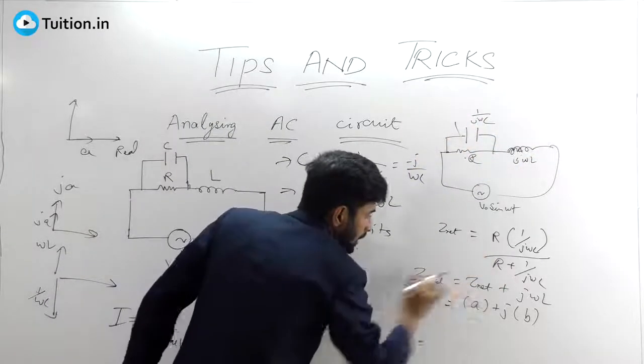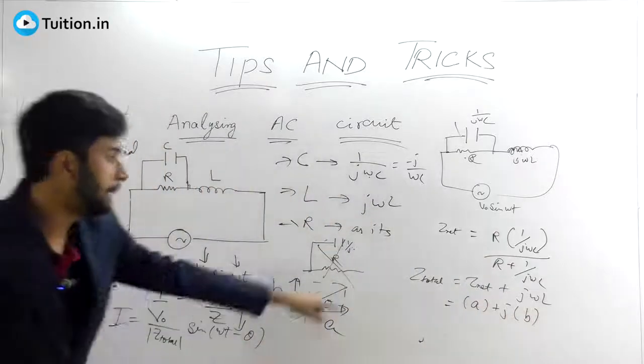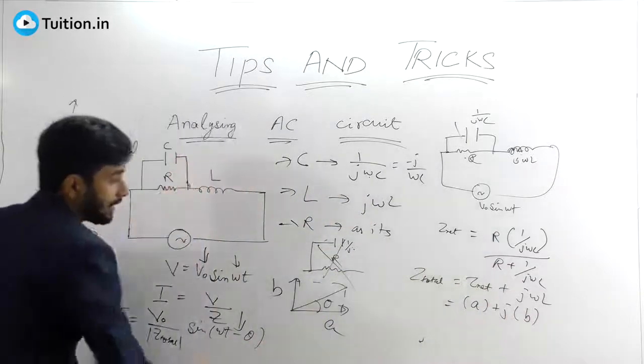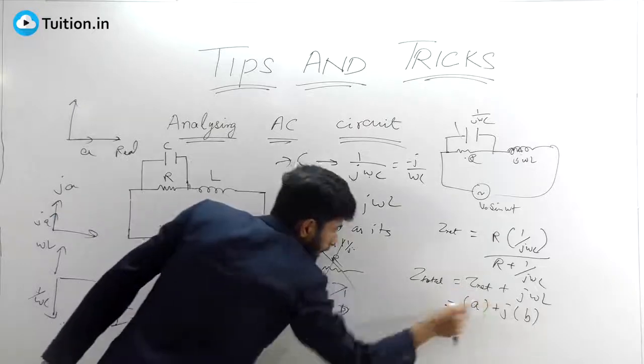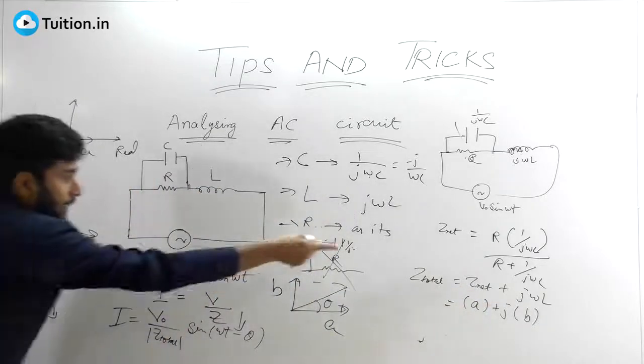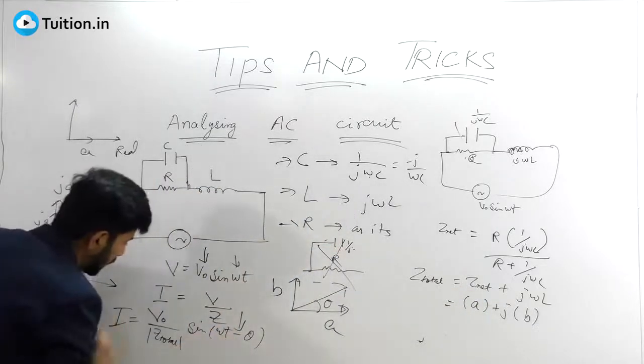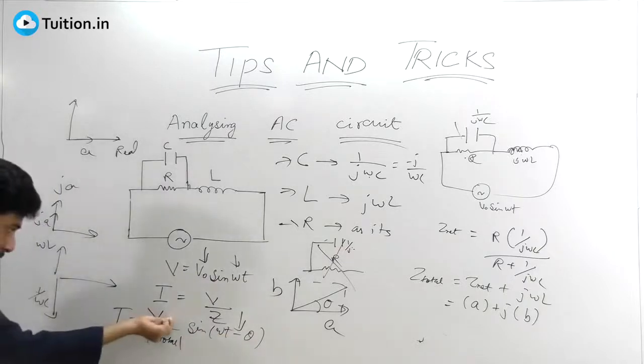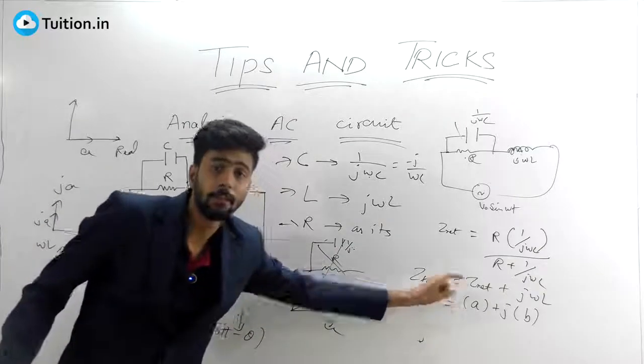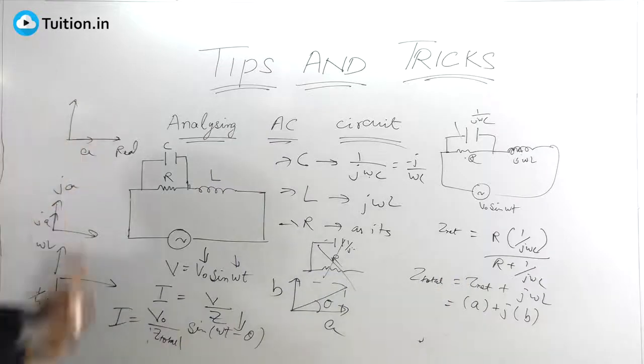Calculate that, get your impedance as a complex number, right, and then get the angle of impedance using tan inverse B by A, right, and use that angle here with a minus sign to get current, wherein your peak current is V naught by magnitude of this complex number. That's how you analyze any AC circuit given to you.